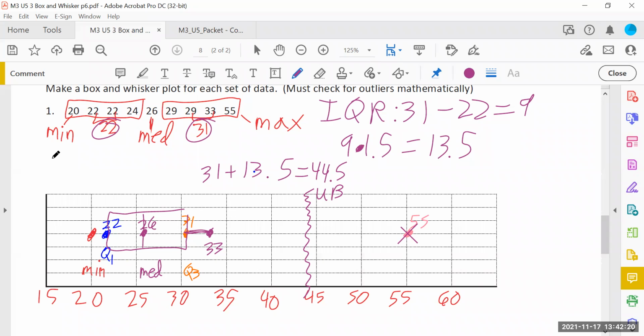My lower boundary is going to be Q1, so 22 minus 13.5. 22 minus 13.5 gets us 8.5. My lower boundary is actually off the graph. It's over here. 8.5 down here.